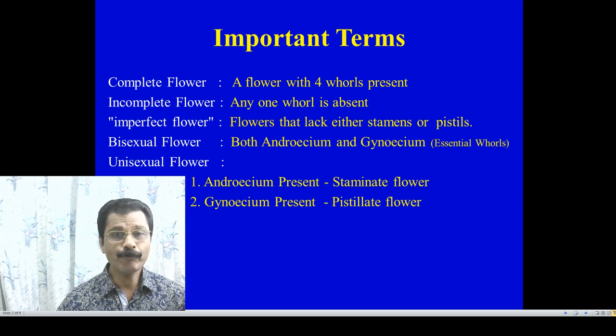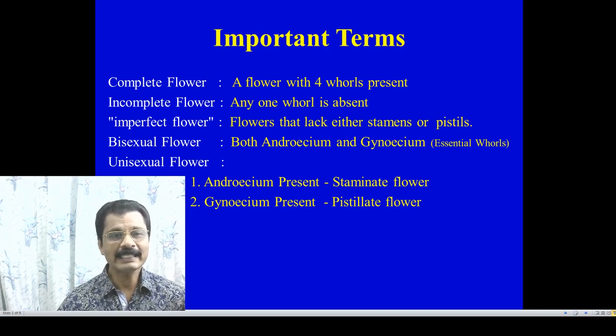A flower with four whorls. What are the four whorls? Calyx, corolla, androecium and gynoecium. If all are present in a flower, then it is called a complete flower. If any one whorl is absent, then it is called an incomplete flower. Sometimes the calyx is absent, sometimes the corolla, sometimes the androecium or stamens, sometimes the gynoecium or pistil is absent.